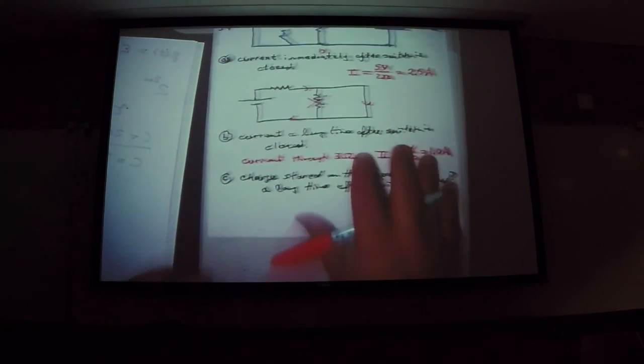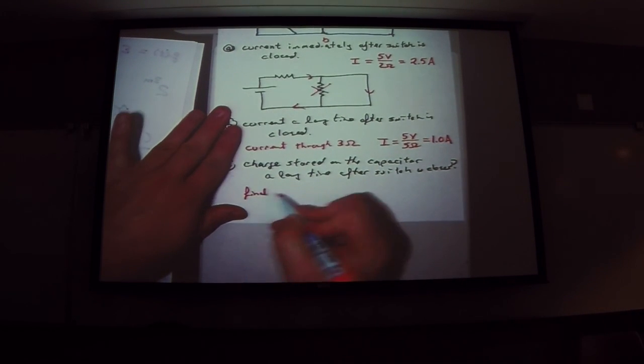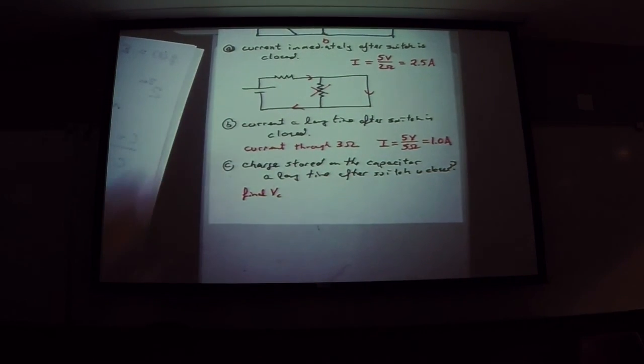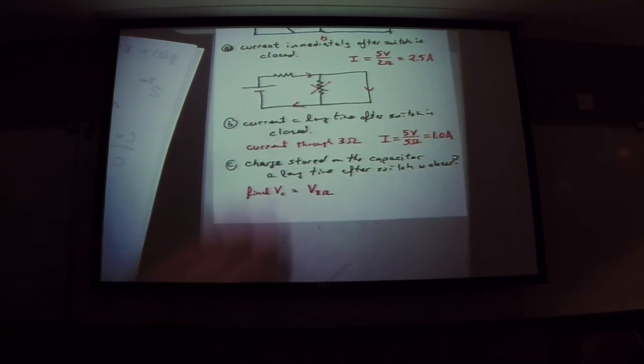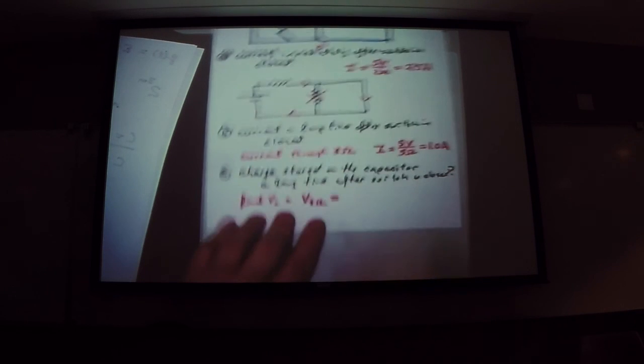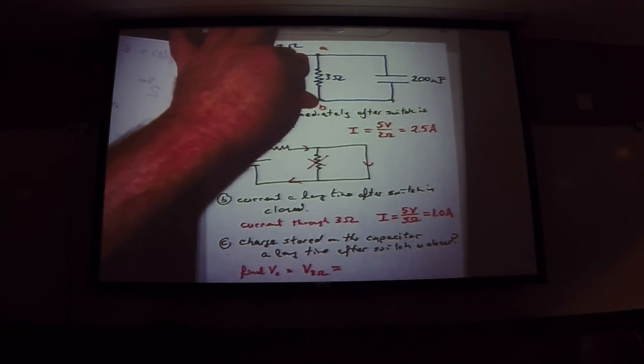So the final voltage across the capacitor is equal to the voltage across the 3 ohm resistor, which is equal to the current through the 3 ohm resistor times 3 ohms. How much current is across the 3 ohm resistor?